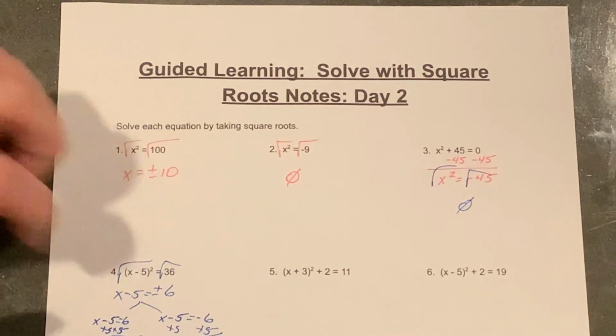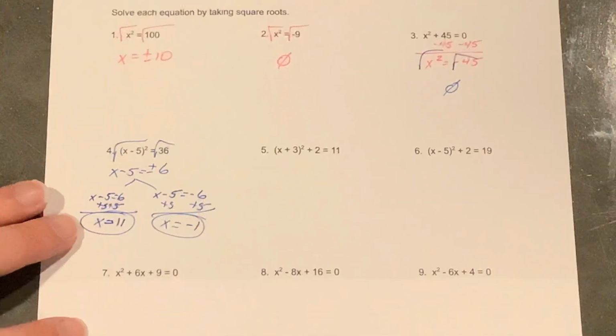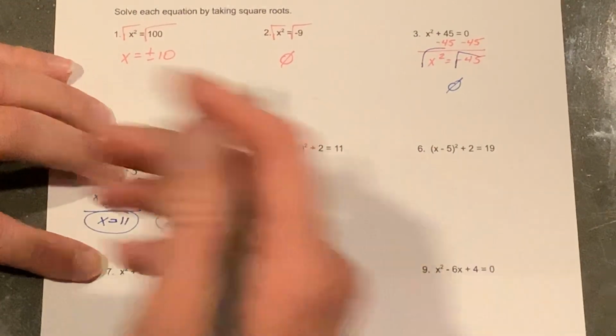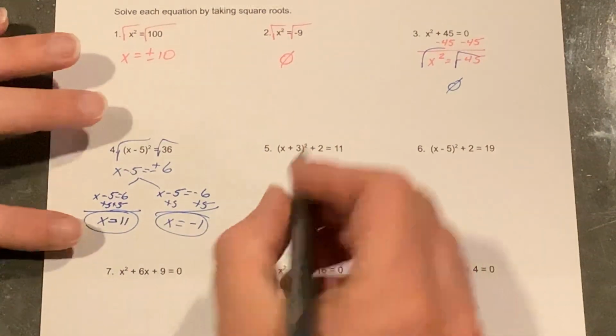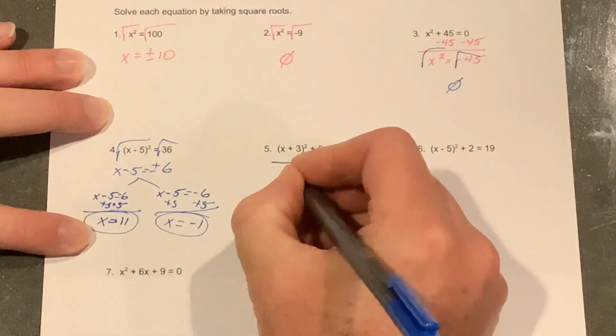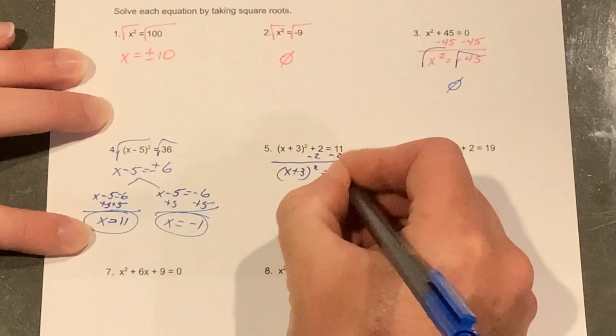All right, 5 and 6, similar to what we did yesterday, but slightly different. Oops, sorry about that. I cut you off at the bottom. So on number 5, before we can deal with the parenthesis, we need to get rid of that plus 2. So just like we've always done, we work with the numbers that are the furthest away from x. We undo the operations. So we're going to subtract 2 from both sides. So when we do that, we're going to get x plus 3 in parentheses squared equals 9.